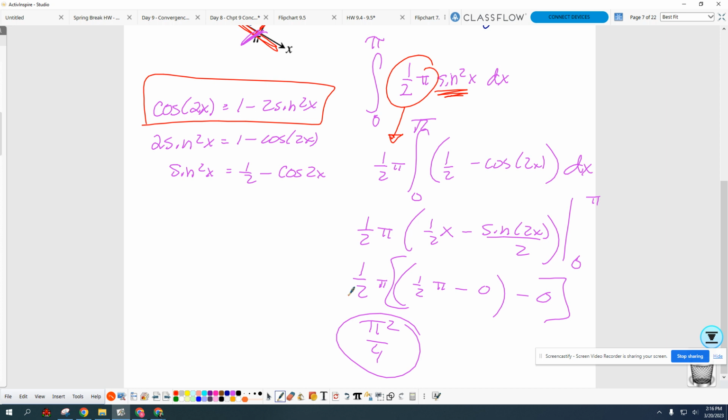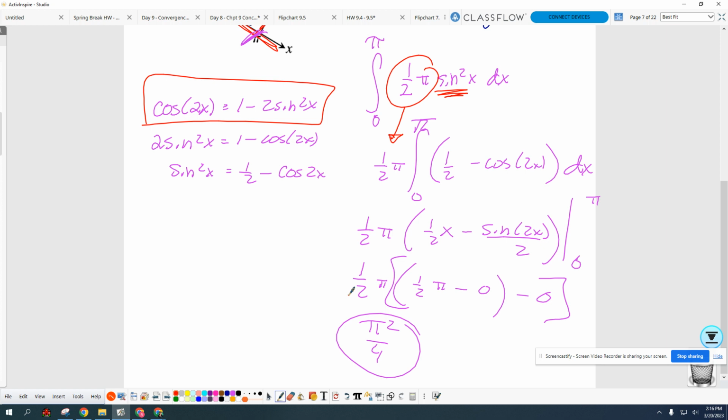The integral of 1/2 is 1/2 x. The integral of negative cosine is negative sine. Stuff inside stays the same. Chain rule, divide by the derivative of the stuff inside. Now evaluate from 0 to pi. Plugging in pi, sine at 2 pi, poof, goes away.